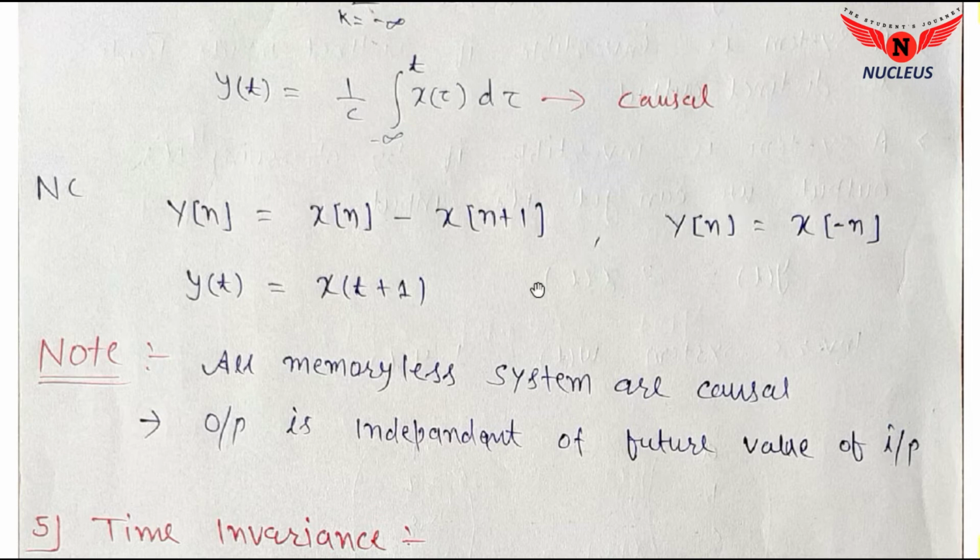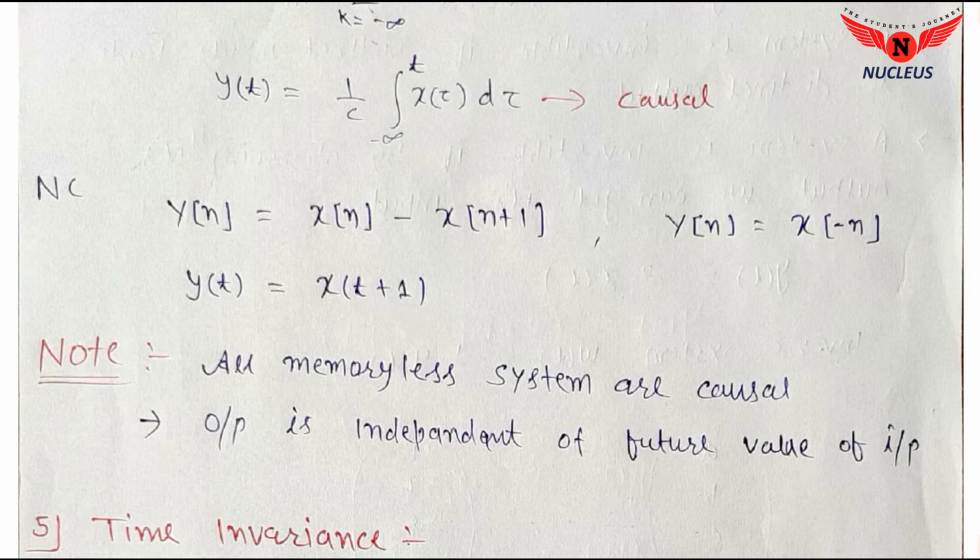x[n]. And another example of a non-causal system is y(t) = x(t+1). When you put t equal to 0, y(0) equals x(1). So the current output depends on the future value of input.